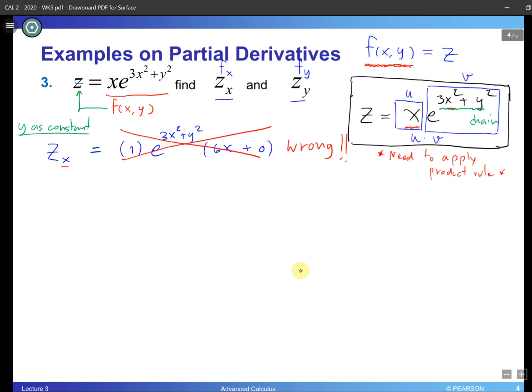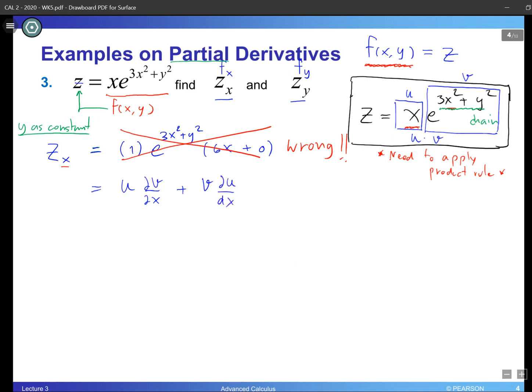I'm pretty sure that most of you know how to use the product rule, which is u dv plus v du. So u dv, right here we are working with the partial derivative, so we are going to use the partial diff right here. dv has to be partial diff with respect to, of course, x in this case, and plus v du, and of course this has to be partial du by dx.